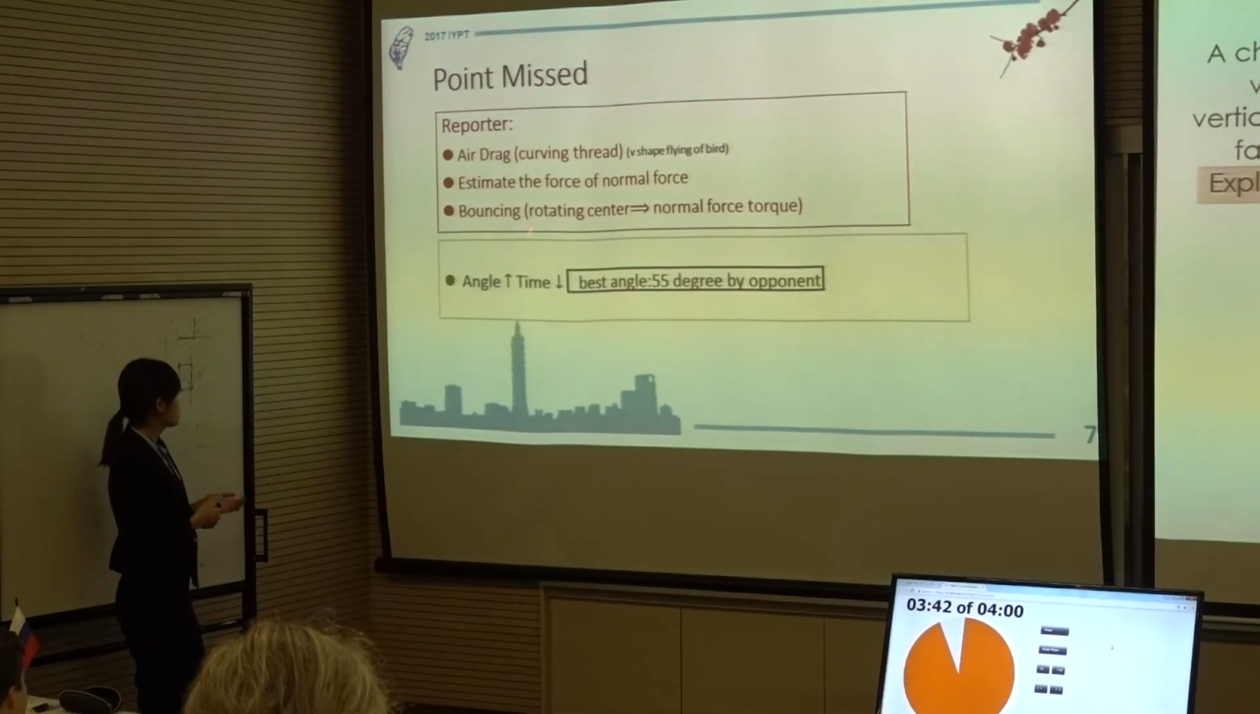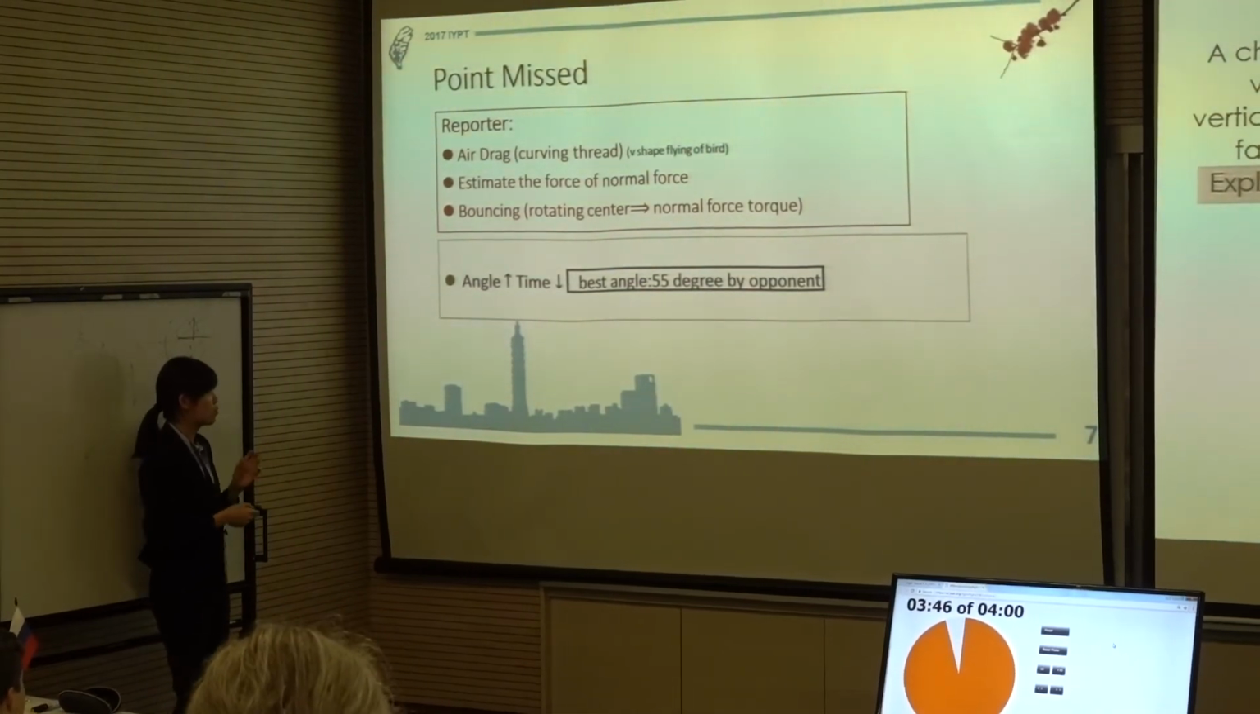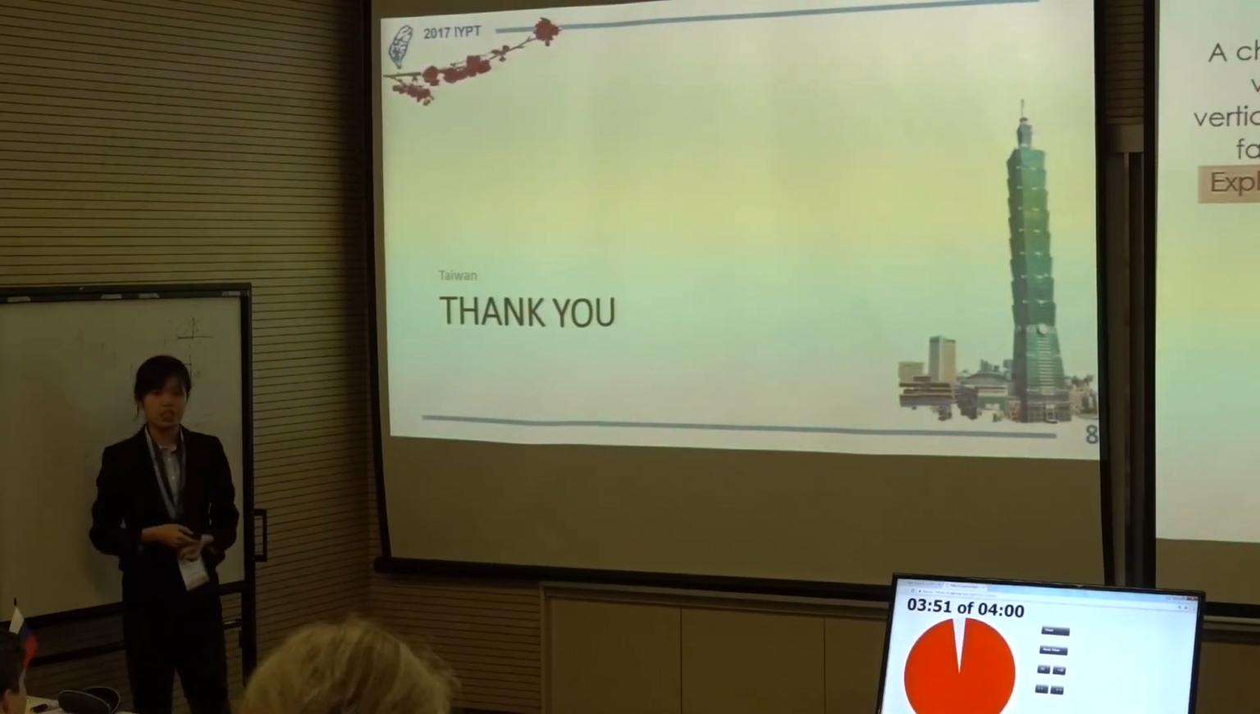And our conclusion is that if the angle inclines, the time will be slower, and the best angle the opponent mentioned is about 55 degrees. And this is all my presentation. Thank you.